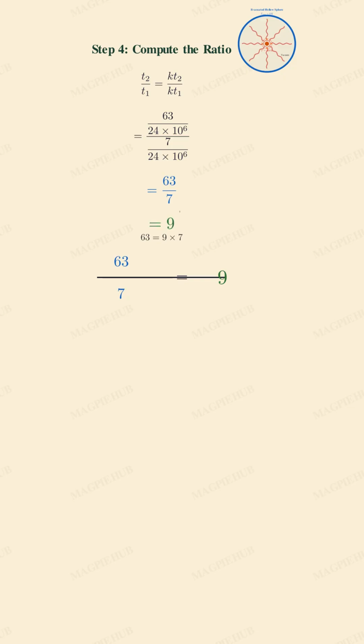Step 4. Compute the ratio T2 over T1. The ratio equals K t2 divided by K t1. The K cancels, and the denominator 24 times 10 to the 6 also cancels. So we get 63 divided by 7. Since 63 equals 9 times 7, the ratio simplifies beautifully to 9. T2 over T1 equals 9. The answer is 9. The ratio T2 over T1 equals 9.